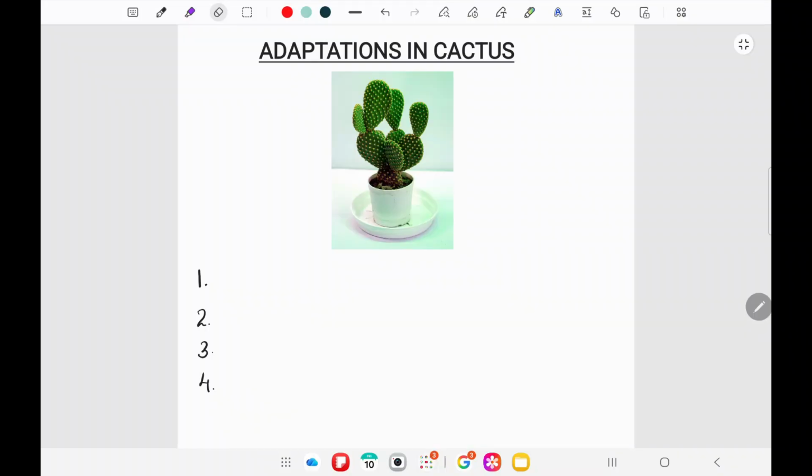Why does it spread far? So that when during the rainy season it rains, the roots can absorb as much water and store it in its body. The first adaptation is their leaves have changed to spines.